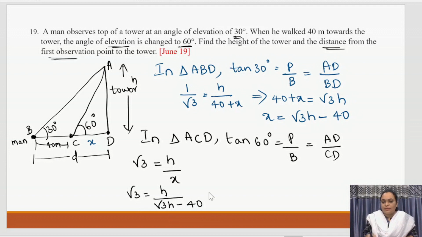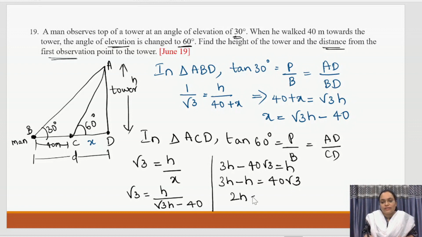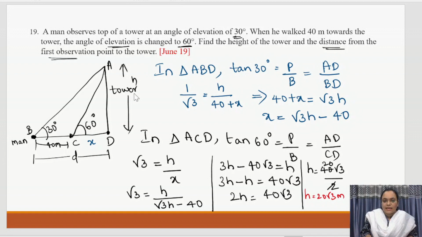So when you cross multiply, you will get 3h minus 40 into root 3 is equal to h. 3h minus h is equal to 40 root 3. So 2h is equal to 40 root 3. So h is equal to 40 root 3 by 2. Two 20s are 40, so we get h is equal to 20 root 3 meters. Clear? This is h, which is 20 root 3 meters.